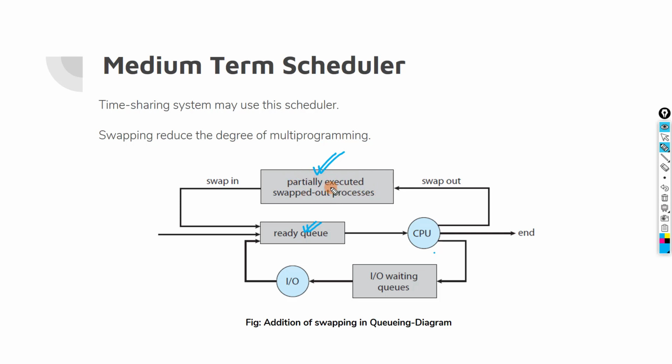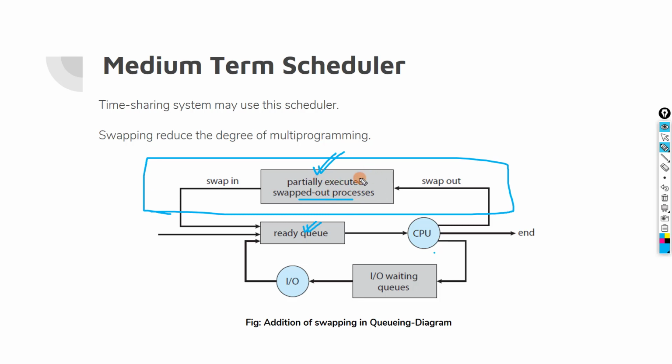So which processes are stored or waiting in this queue? The partially executed swapped out processes from the CPU. Those processes form a queue here in the secondary memory, and after some time these processes can be brought back into the ready queue. This is called swapping, and it is integrated in the medium-term scheduler. The medium-term scheduler can do the swapping to reduce the degree of multiprogramming in the operating system.